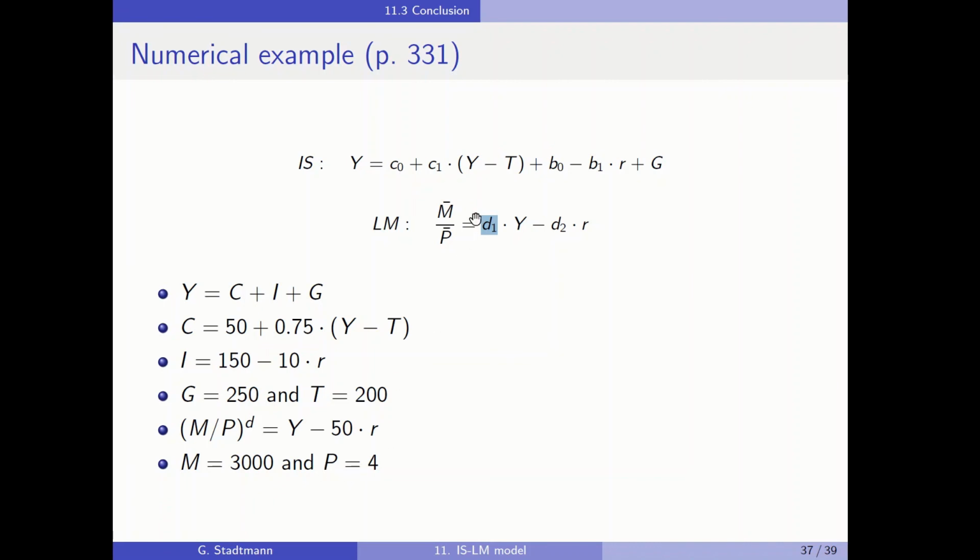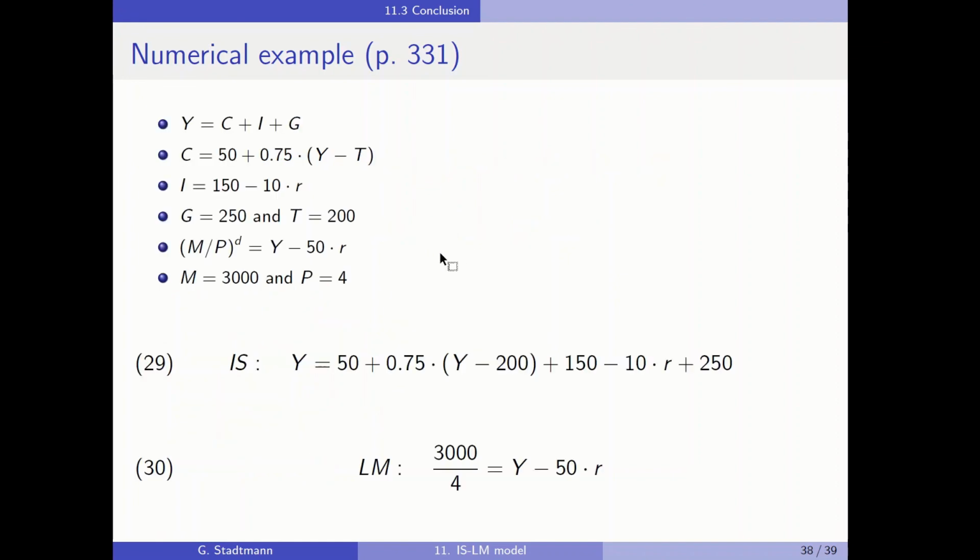Now we can insert all the numbers we have into the IS and the LM relationship. And when we do that, we get to these two equations. So the IS relationship, 50 plus 0.75 times Y minus taxes, disposable income in brackets. This is the consumption function. Then we have here our investment function. And this part is government spending.